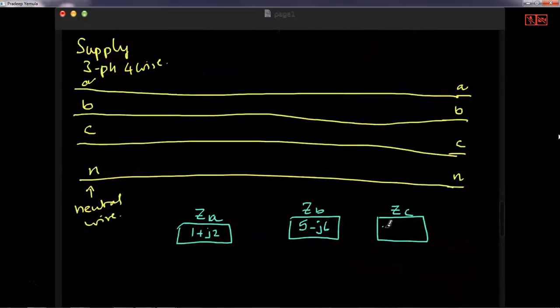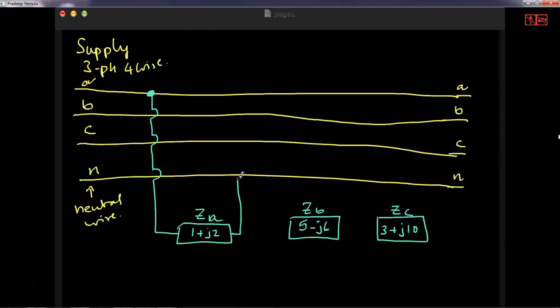3 plus J10. Now, how are they connected? So, the first load is connected to A phase. So, you take the A phase tapping here and then directly connect to the first load. So, it's not connected to B or C and directly connected to the A phase. The other end is connected to neutral like this.